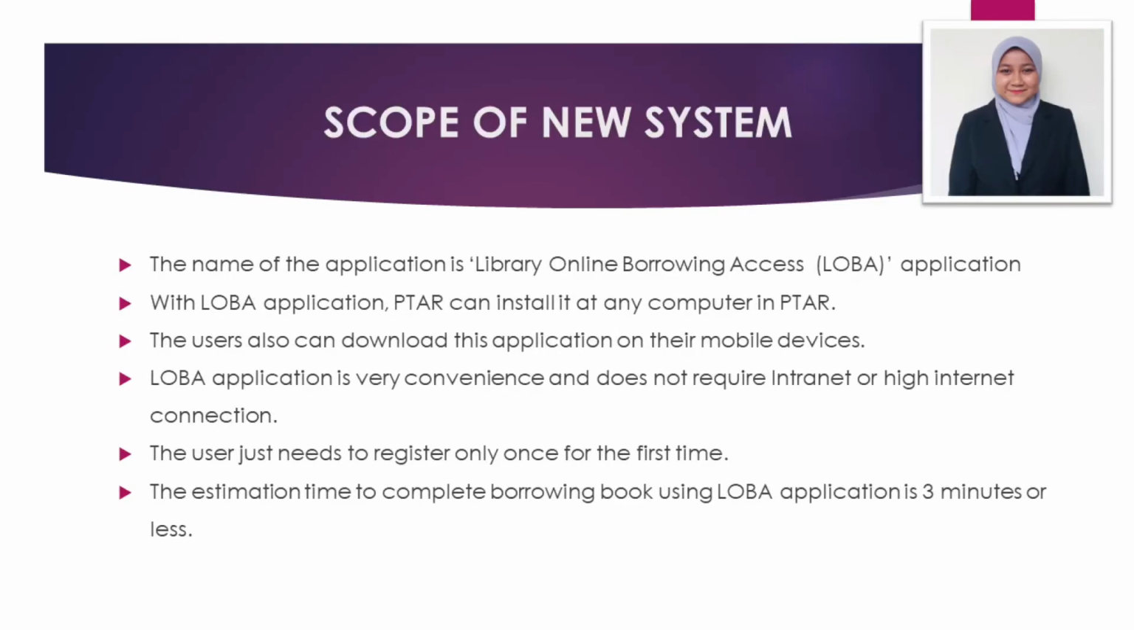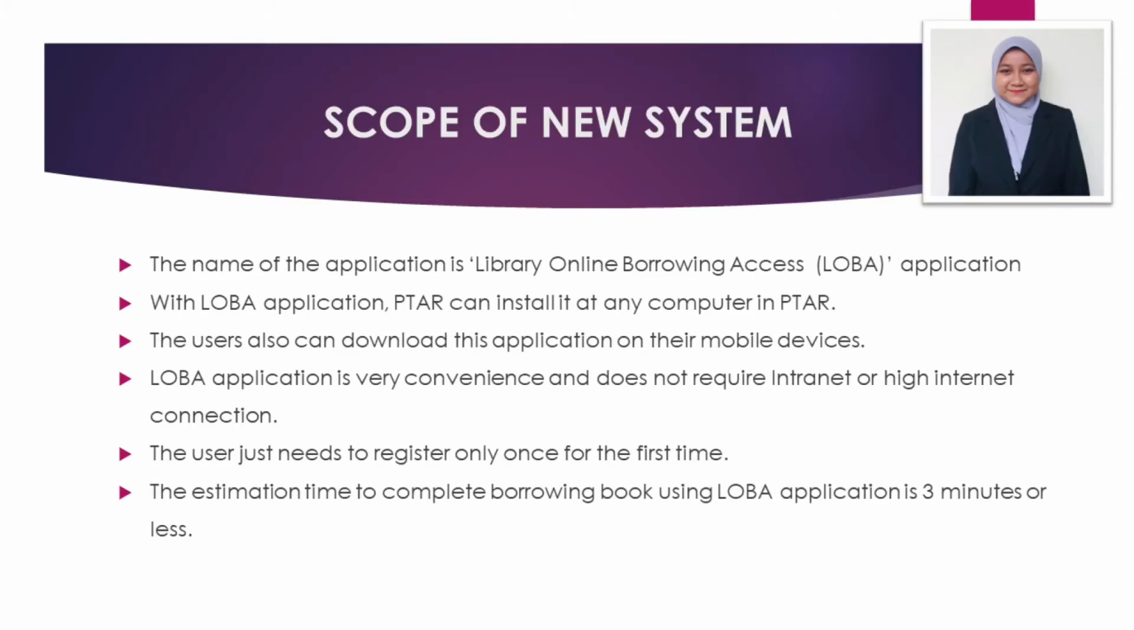Okay, next we move to the scope of the new system. To handle the problem of the self-check machine, we think Ptar can come out with a new idea for the new system by providing an application to help users borrow books more easily. Ptar can create an application to help the user find the books, update the books, or help the student borrow the book more easily. The name of the application is Library Online Borrowing Access, the LOBA application.